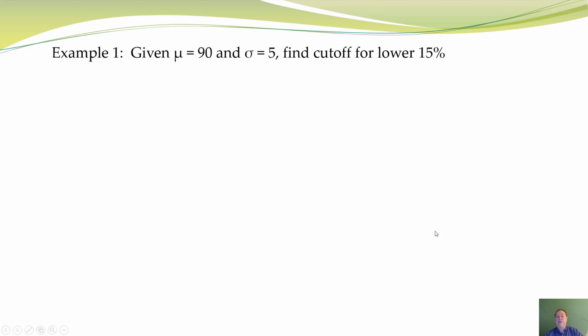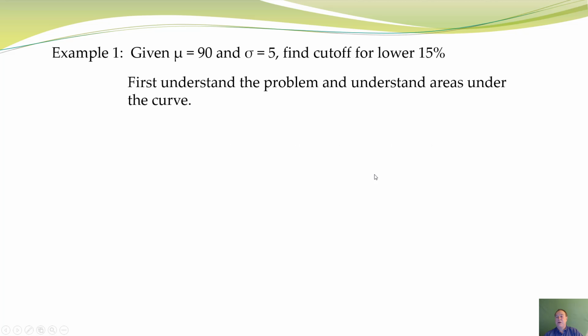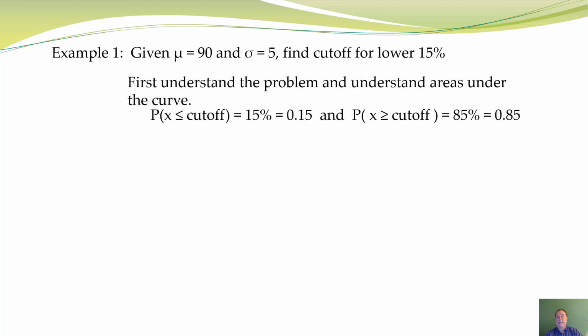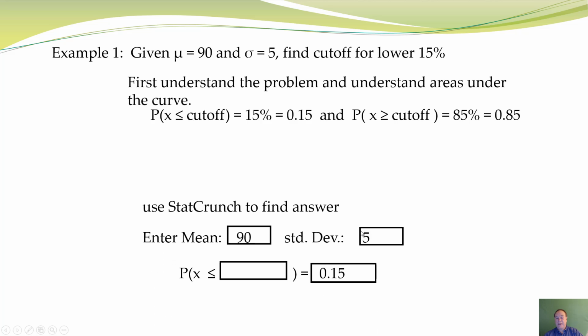So, given mu, find a cutoff for the lower 15%. Well, first understand the problem, understand the areas under the curve. The probability x is less than or equal to the cutoff is 15%. The probability x is greater than or equal to the cutoff is 85%. So it doesn't matter which one you use. You could use less than or equal, or you could use greater than or equal to, but you have to realize what percentages you have. So use StatCrunch to find it.